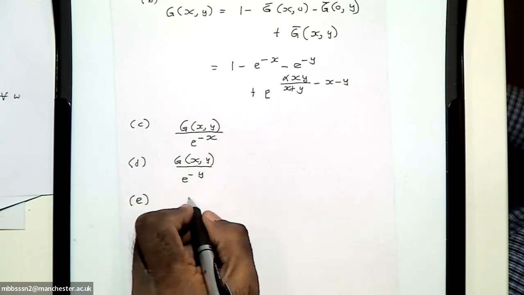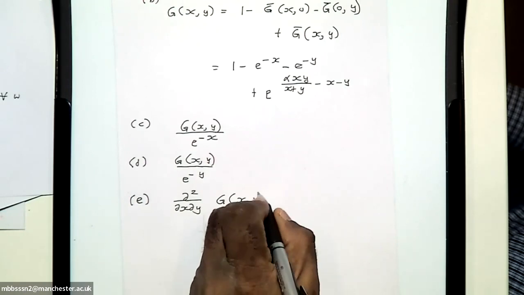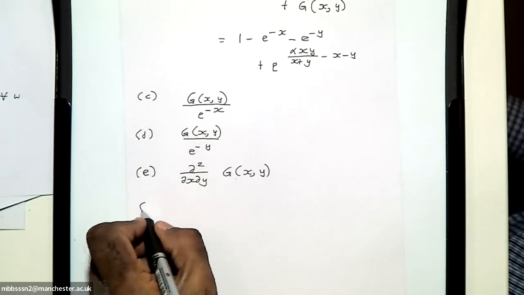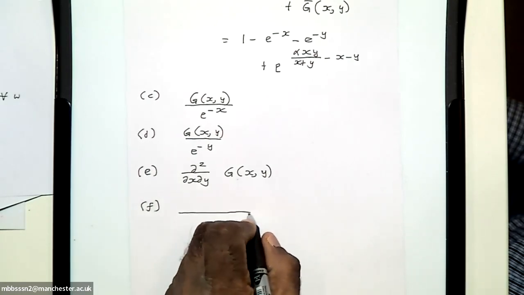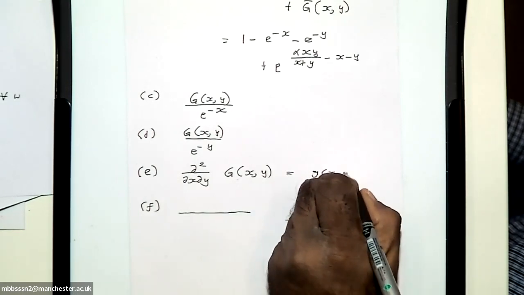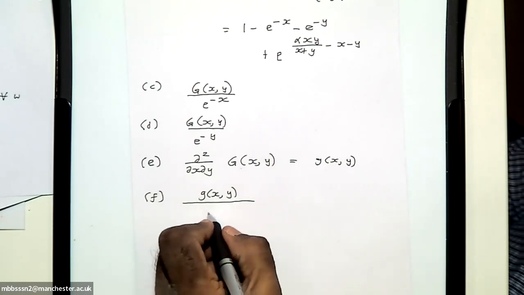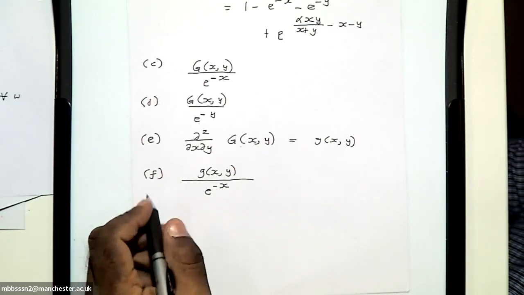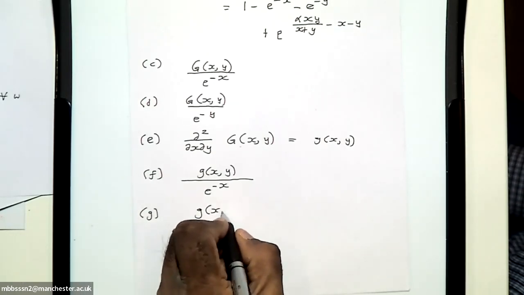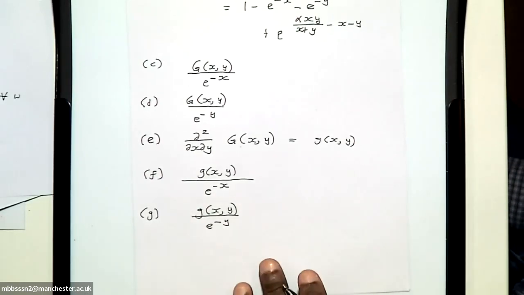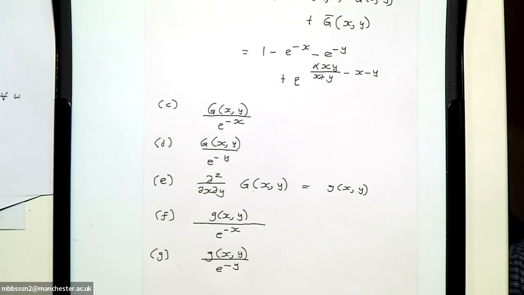And part E is the joint PDF. To find the joint PDF, you just do a double partial derivative of the joint CDF, right? And part F is the conditional PDF of y given x, so it's going to be, let me call this little g, the joint PDF divided by this, right? And part G, the final part, is the conditional on y. So this is going to be this. So it's just a matter of using this formula. There's nothing, it's just routine, right? I'm sure you guys can do this.